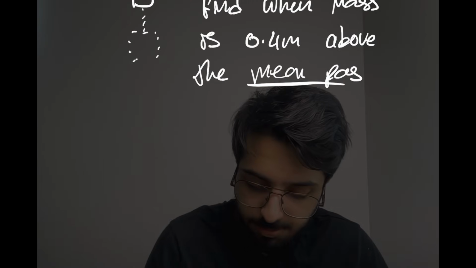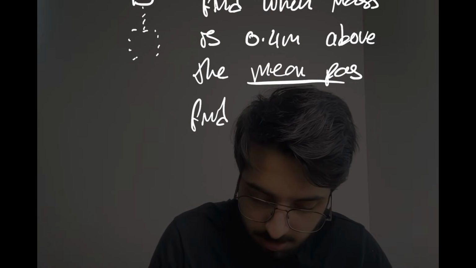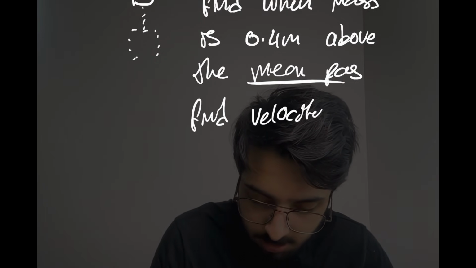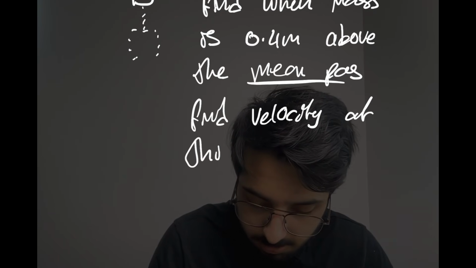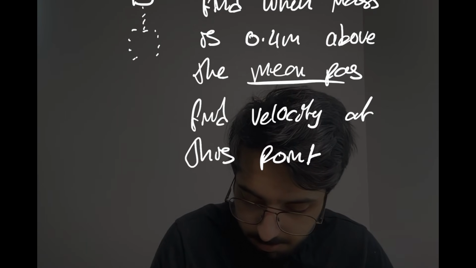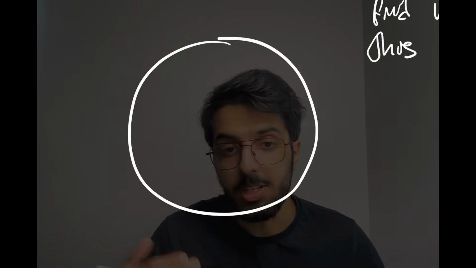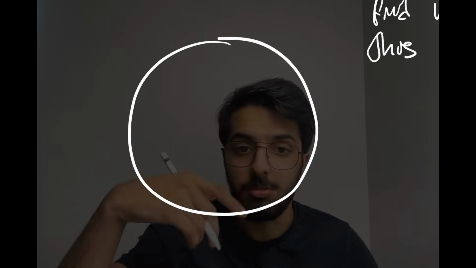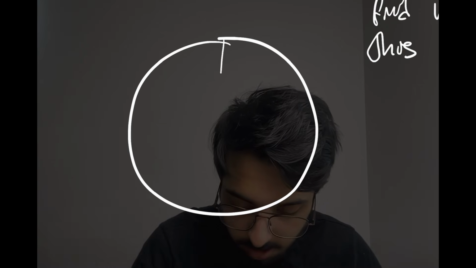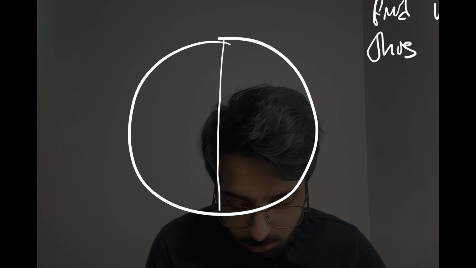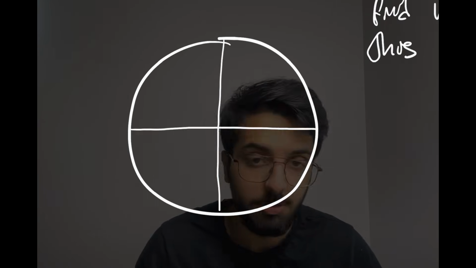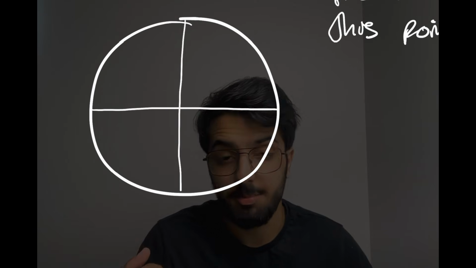And also let's find the velocity at this point. Okay. So we can do our reference circle right here. And because we are doing vertical displacement, we can put our line like this. And I will also put a line over here. Okay. So we are starting at max displacement.